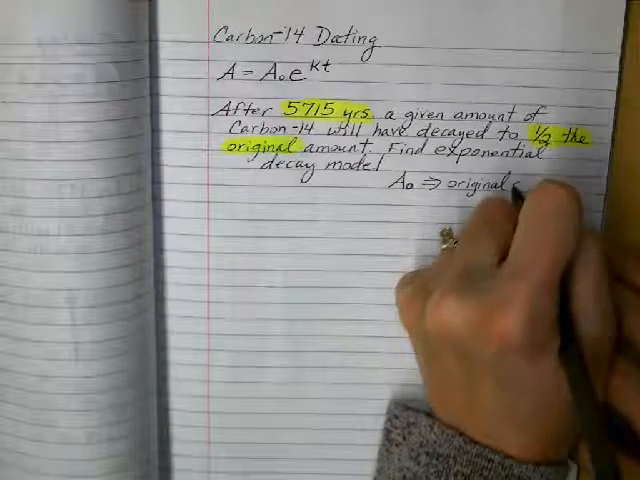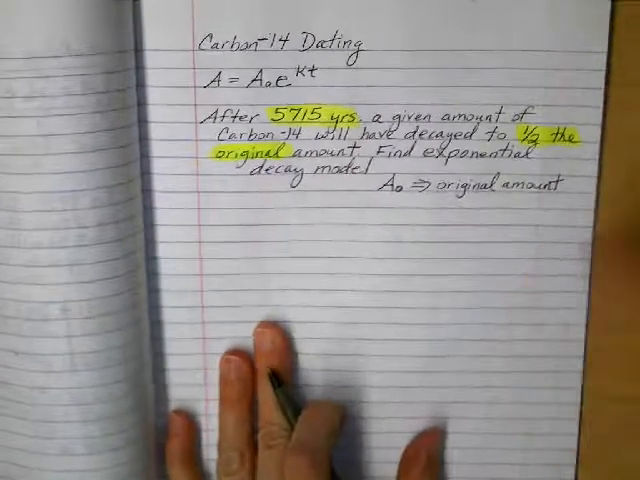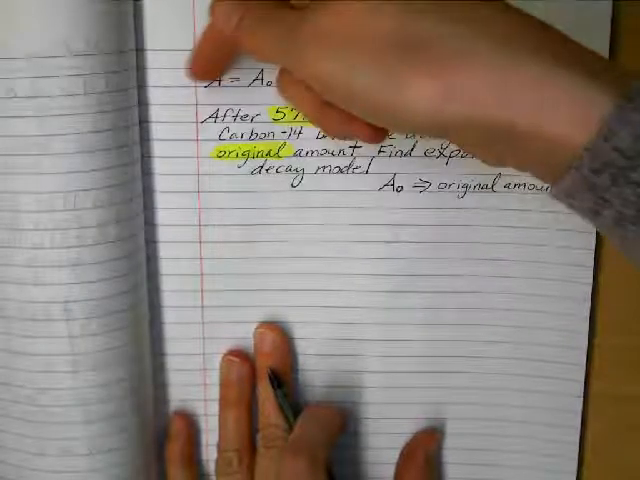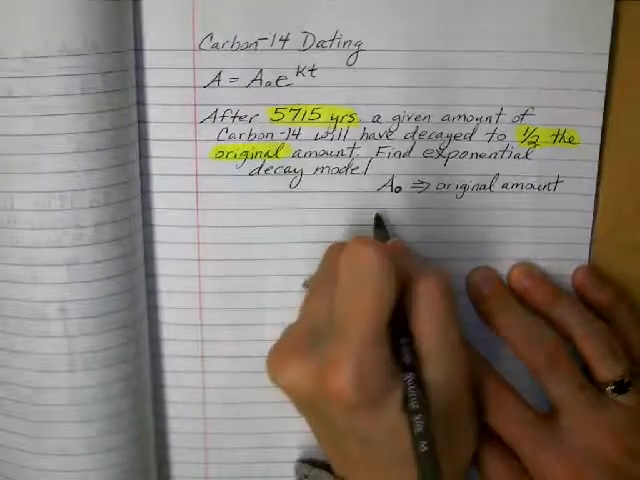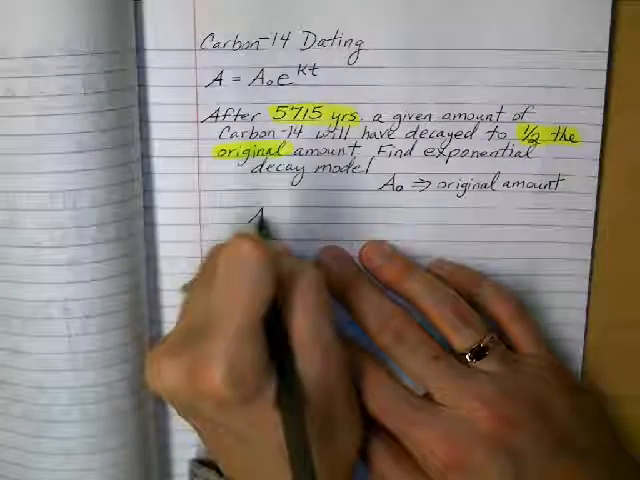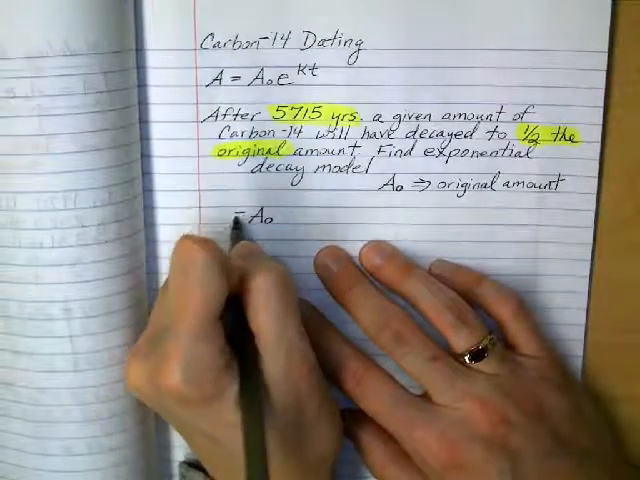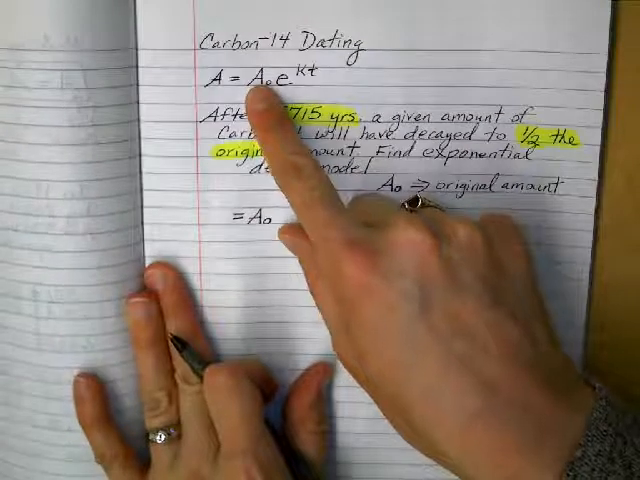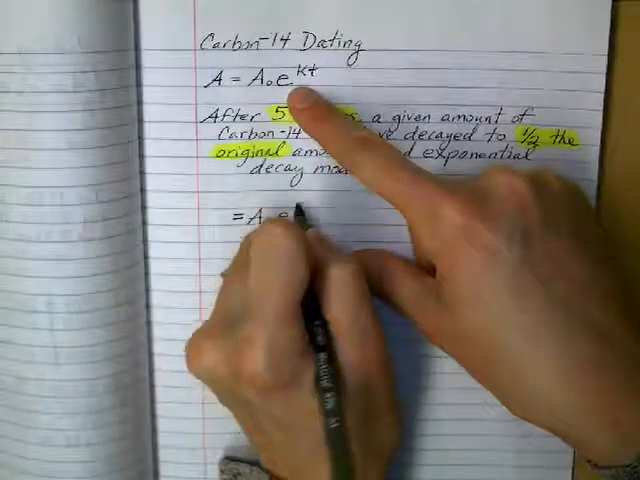They're telling you that at the end, after this much time, your A is going to be half the original amount. So when we set this one up, it's kind of interesting. You're going to put A0 there. They didn't tell you how much it was, you're just going to put that A0. They're trying to tell you the time, so we know the T in the problem is 5,715.